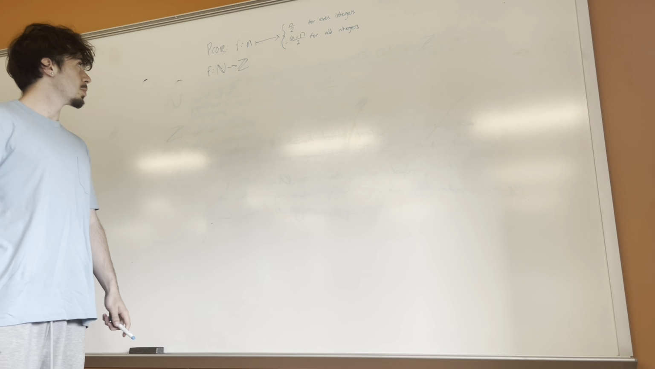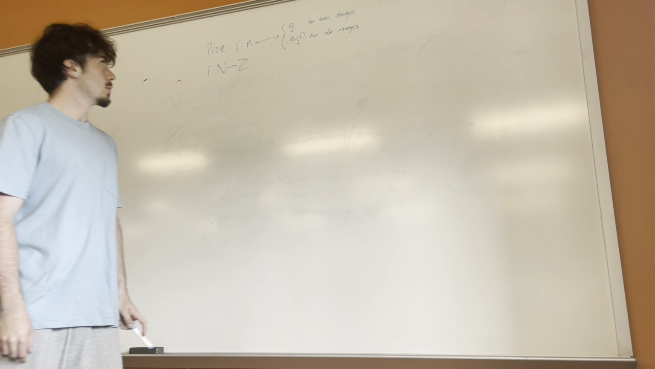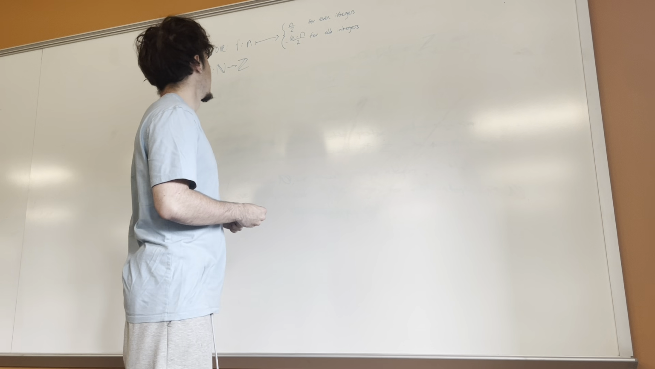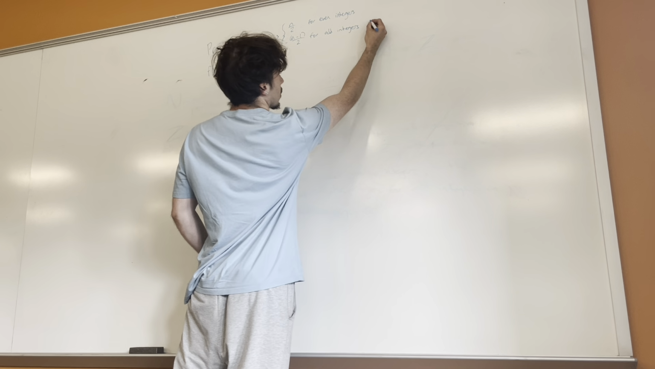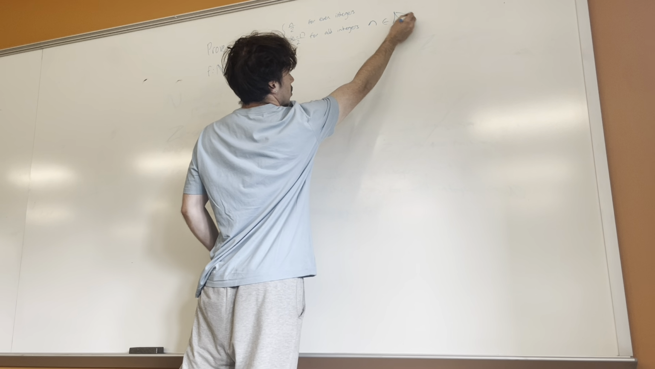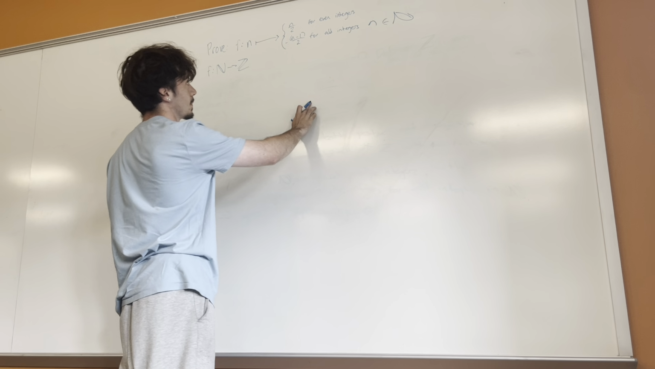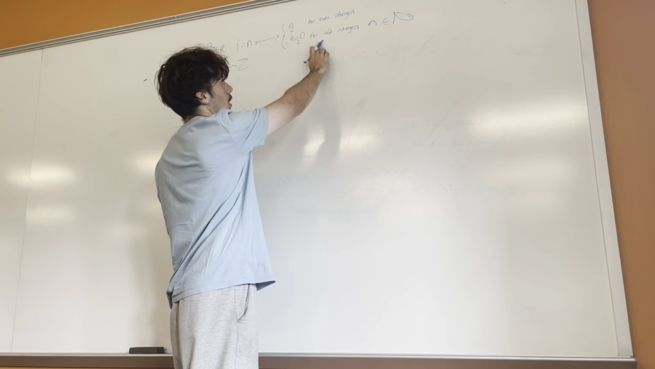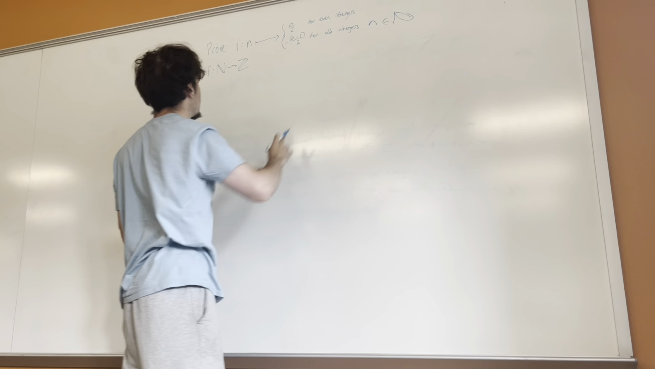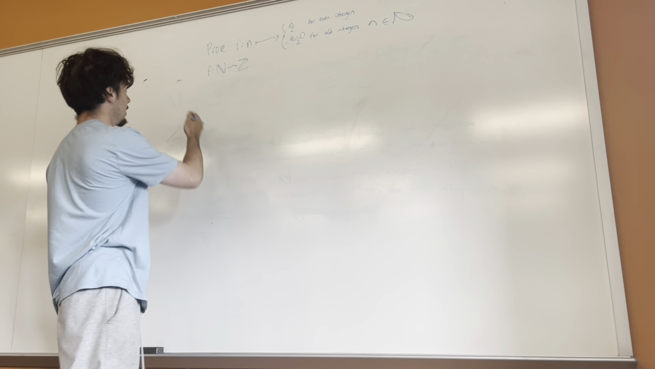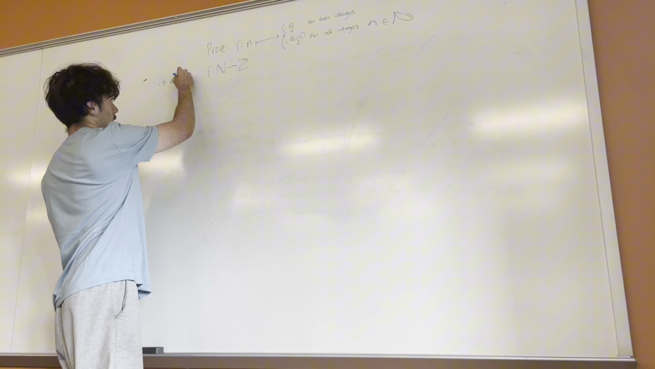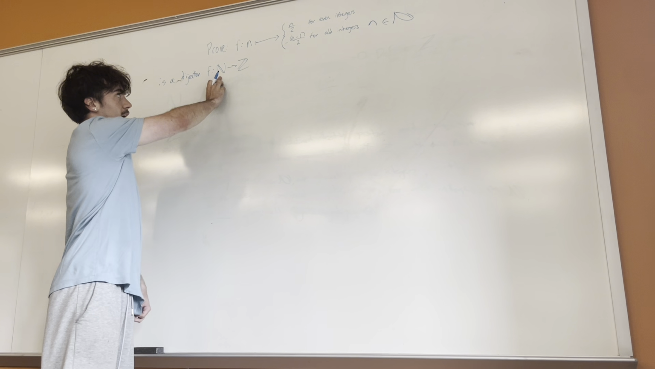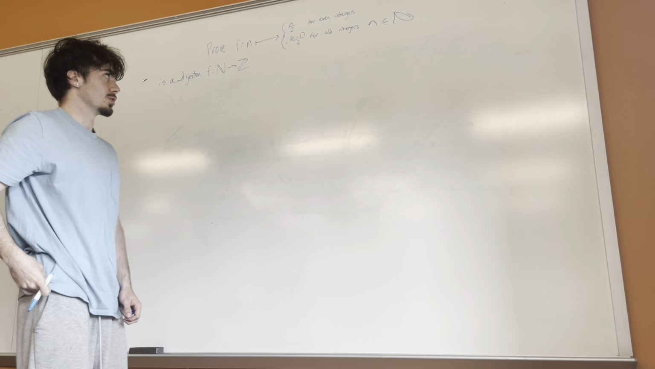All right, so here we'll be proving that the function f(n), where f(n) is n divided by 2 for all even integers where n belongs to our natural numbers, and negative (n minus 1) over 2 for all odd integers where n belongs to natural numbers, is a bijection from the natural numbers to all integers.